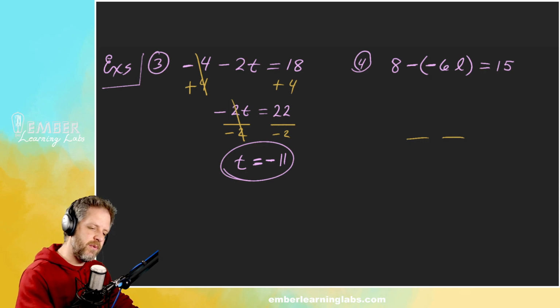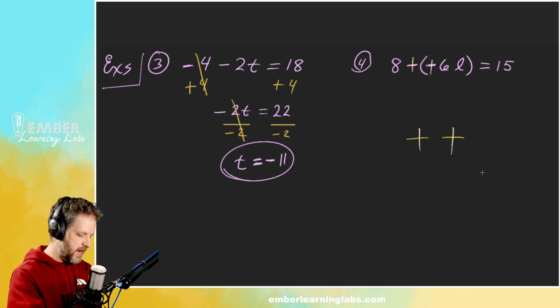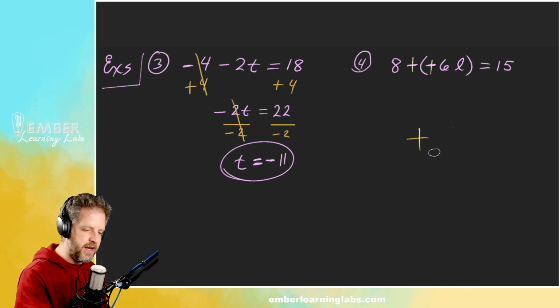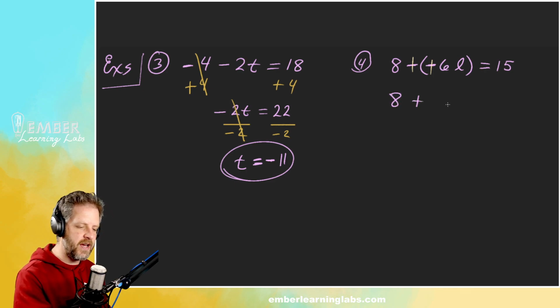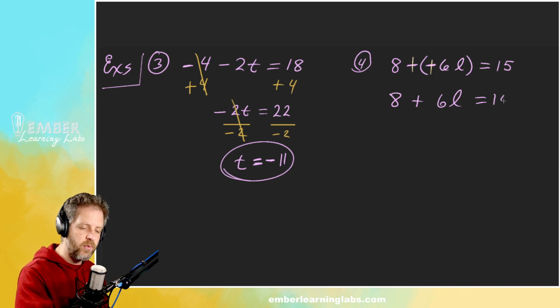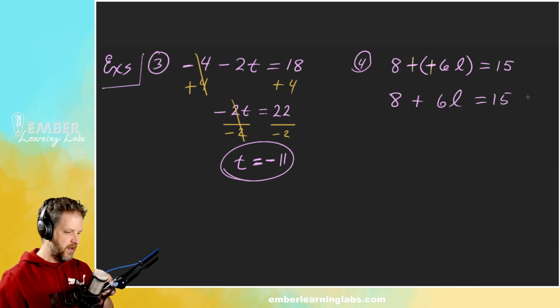Okay, what we do is we ka-chink those, so it turns into plus, right? And to make it real nice and neat and easy, we're going to rewrite it with a plus here so that we can really see what we've done, so we know how to proceed. 8 plus 6L equals 15. So if we have minus next to each other, we've got to ka-chink that first.